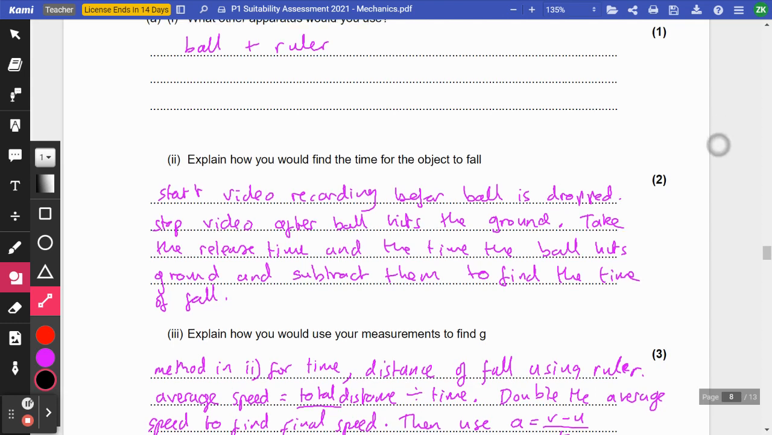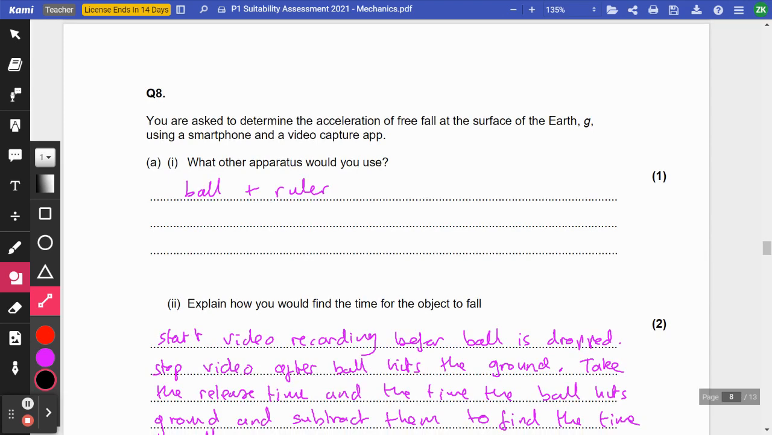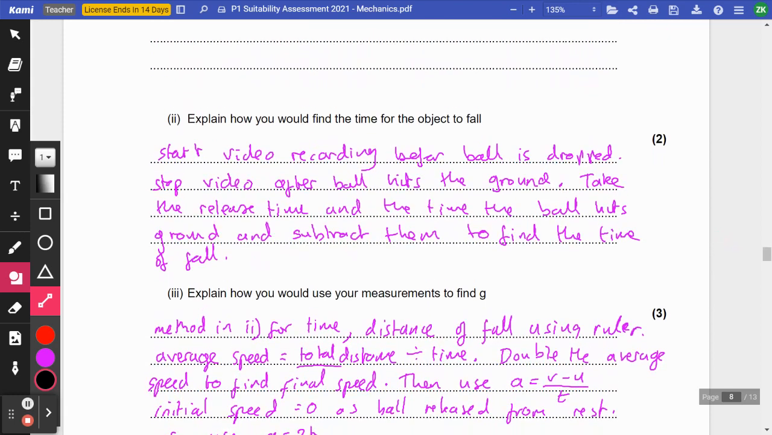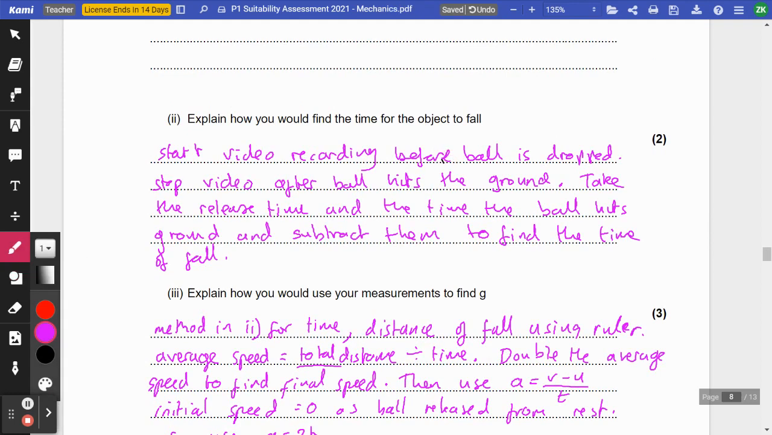So time taken. How would you use your video capture app, the slow motion camera app, to determine the time taken? So you're going to start the recording before you drop the ball, not at the point where you drop the ball, because that's going to include more uncertainty. So start the video recording before the ball is dropped. Stop the video after the ball hits the ground, not when it hits the ground, because with the slow motion camera app, you can go back in time to see exactly when the release point was and the exact point where the ball hit the ground.